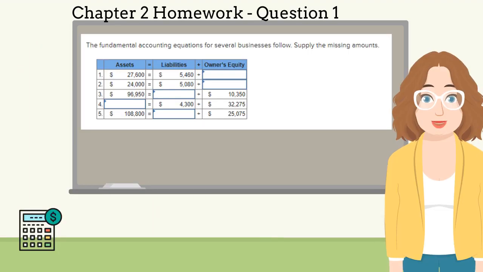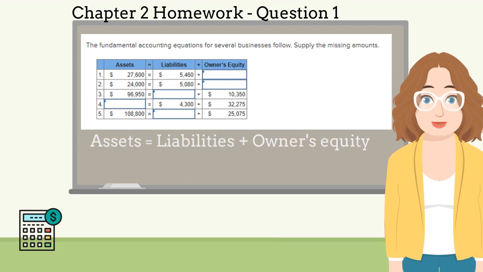The first question of your chapter homework tests you on the accounting equation. The accounting equation is assets equals liabilities plus owner's equity. Another way to say it would be everything the business owns less what it owes in liabilities is the net worth of the company or its owner's equity.